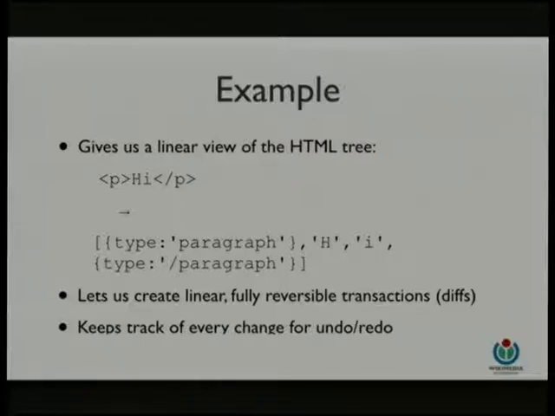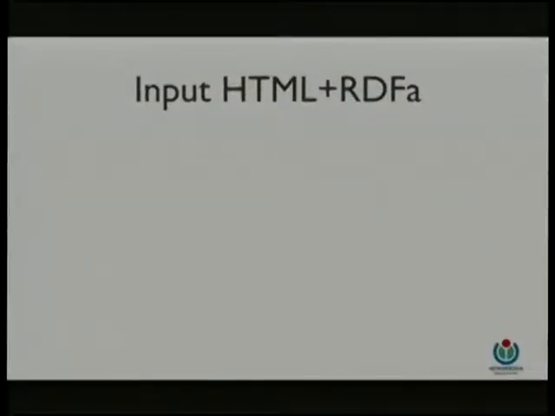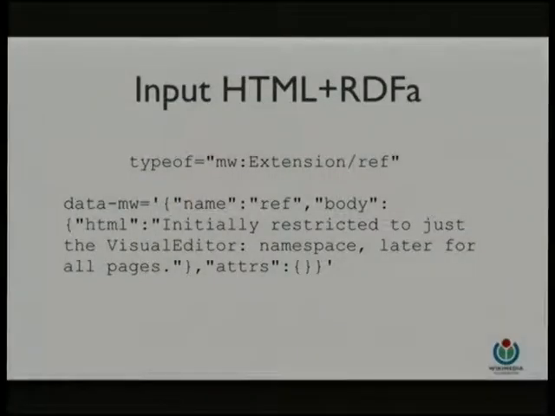So when we deal with input, next slide, James mentioned we take HTML annotated with RDFA. Our use of RDFA is actually very lightweight. We only use it for types. So you might have a definition for, in MediaWiki you have a thing called a reference. And the definition will say, I am looking for something that has a type MW extension ref. And so we look for nodes that have type of set to that. And we don't really care about anything else.